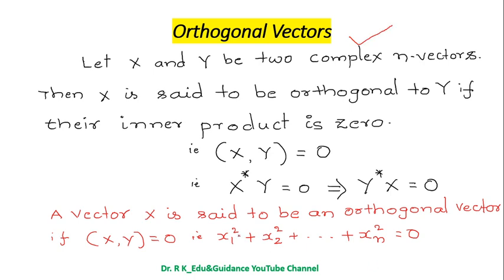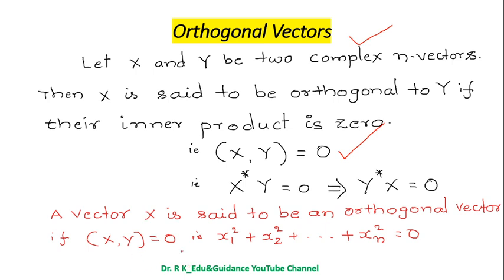Very simple. When two vectors, it may be real or complex, right? In case of real, it is directly the inner product, x transpose y equal to 0. In case of complex, it is x star y equal to 0. Again it is the inner product, but the only thing is x star is the transpose conjugate, right? So whenever this inner product equals 0, then the two vectors are called orthogonal.